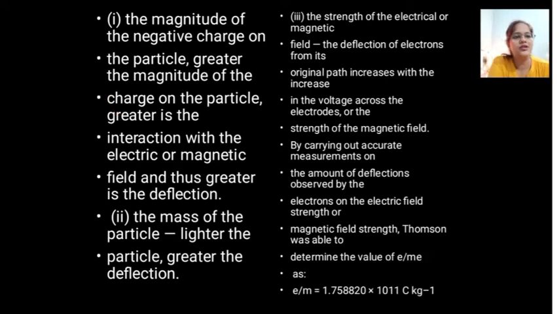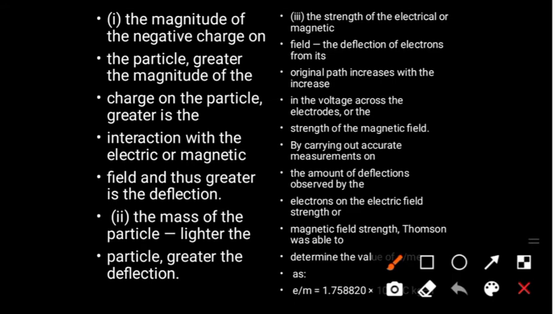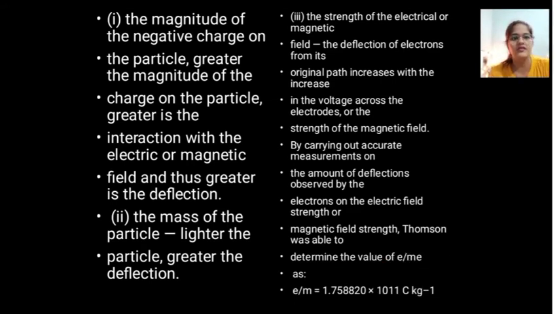By carrying out accurate measurements of the amount of deflection observed for the electrons, or the magnetic field strength, Thomson was able to determine the value. By understanding all these things that I have explained, he understood that we can calculate the e/m ratio. e means the charge, and m is the mass. So the charge to mass ratio he calculated came to be around 1.7588820 into 10 to the power 11 coulomb per kg.